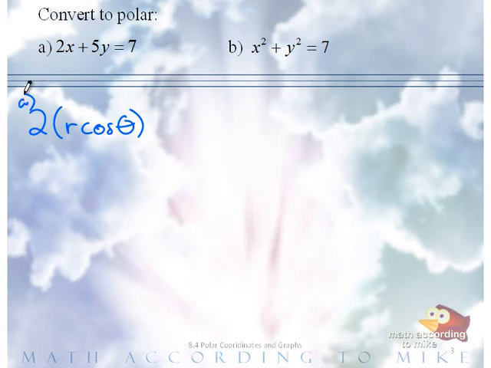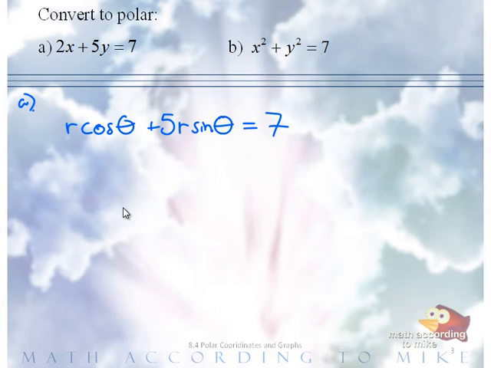Next one. Y is what in terms of r and theta? Yep, plus 5 r sine theta. To be honest, I don't need those parentheses there. Equals, on the right-hand side, it's just 7. Well, guess what, kids? That's all she wrote. So the rectangular equation, 2x plus 5y equals 7, is the same as the polar equation, 2r cosine theta plus 5r sine theta equals 7.